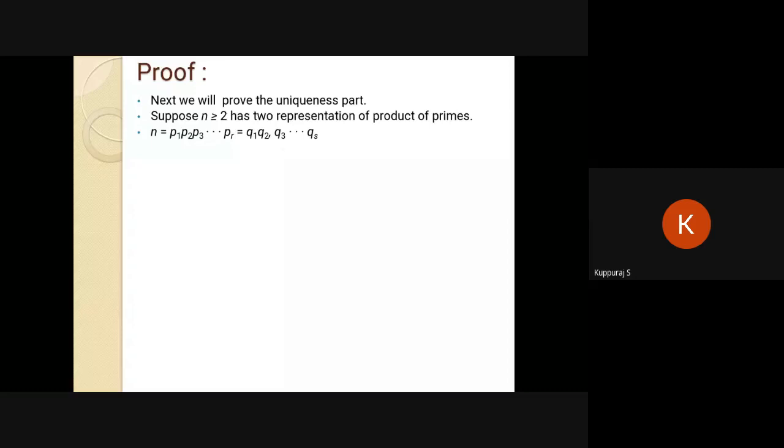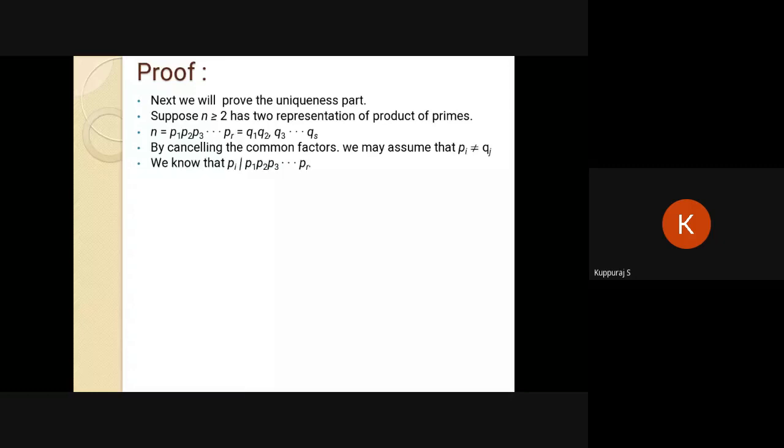By cancelling the common factor, we may assume that Pi is not equal to Qj. That is, suppose out of the two representations you have a common factor, you can cancel it. Then finally, I assume that none of the Pi is equal to any of the Qj. That is, Pi is not equal to Qj.